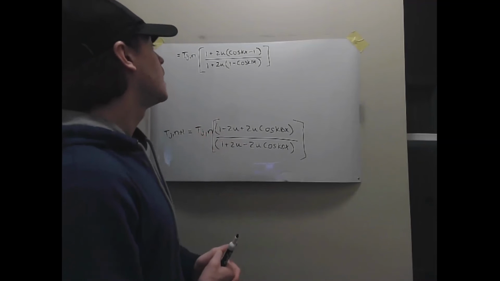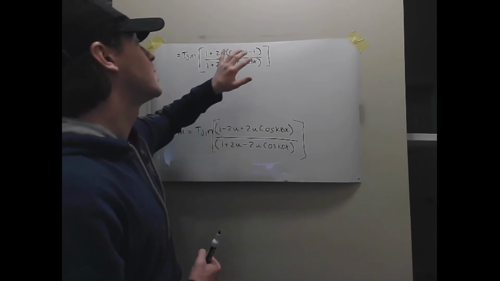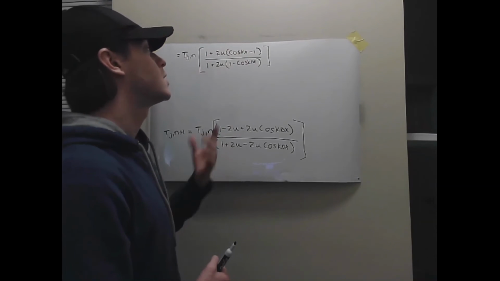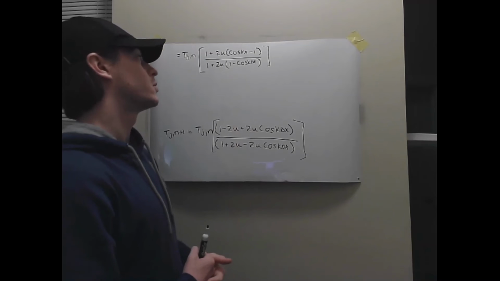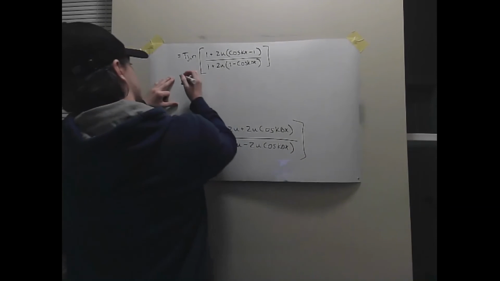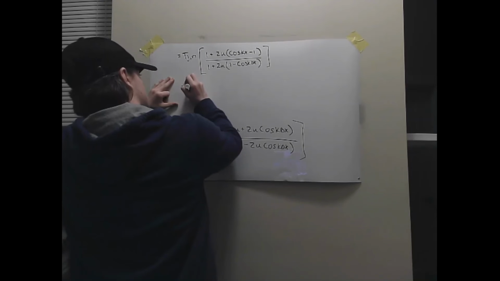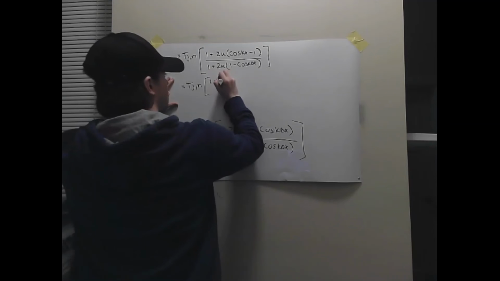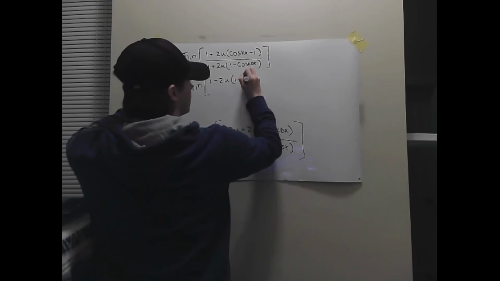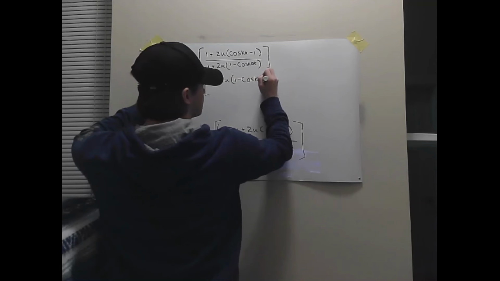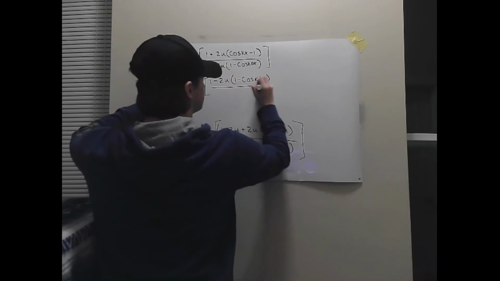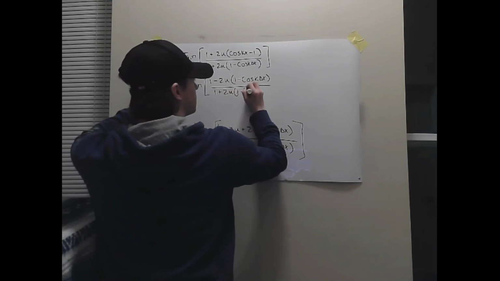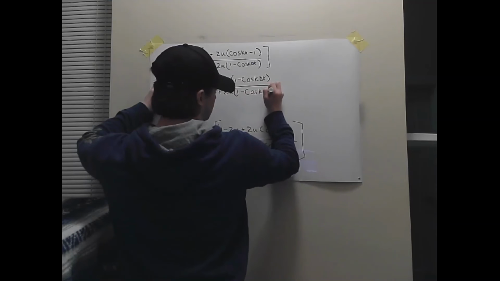Now from here, I'm going to go ahead and multiply the top by -1. So switch this sign to a negative and we'll be able to flip the cosine minus 1 term so it looks a little bit more like the term on the bottom. So it becomes 1 minus 2u times 1 minus cosine of k delta x over, and then the denominator doesn't change, it's still 1 plus 2u times 1 minus cosine of k delta x.